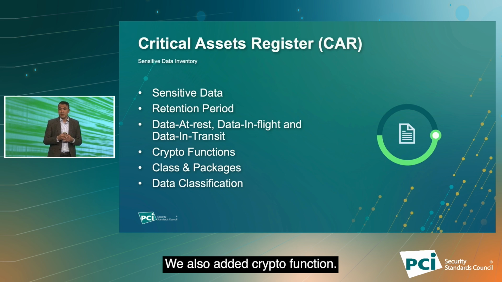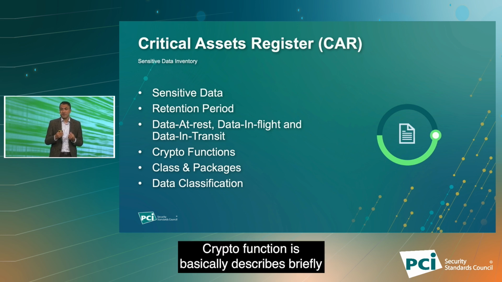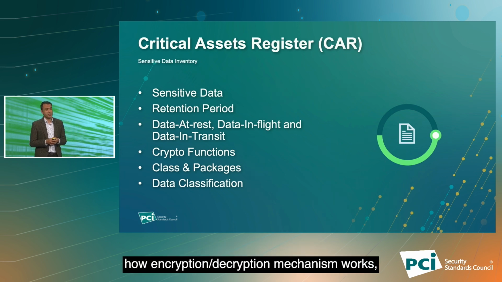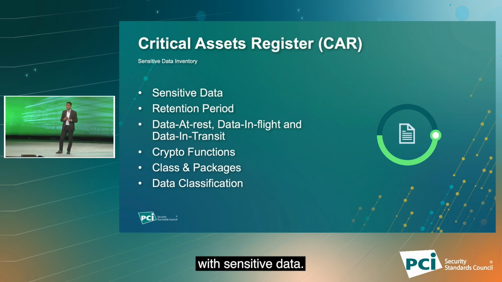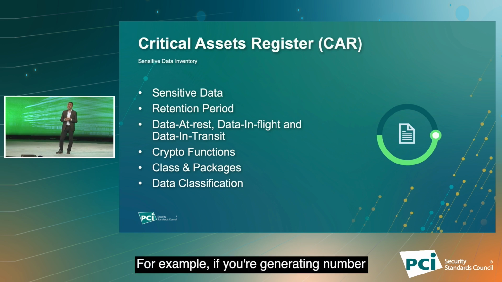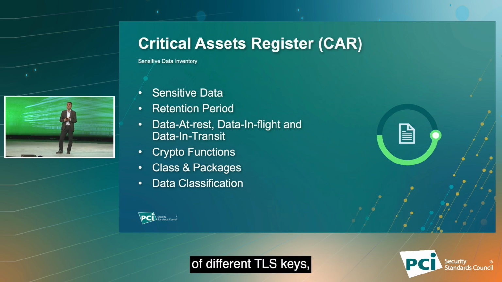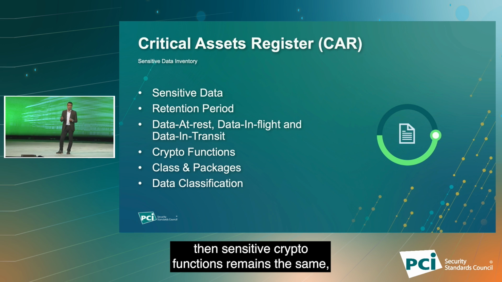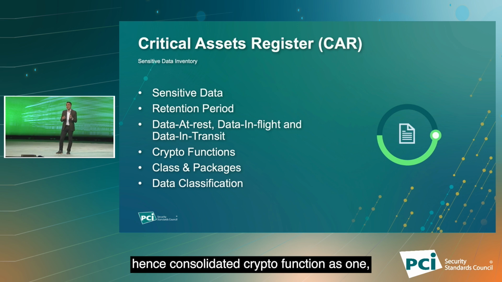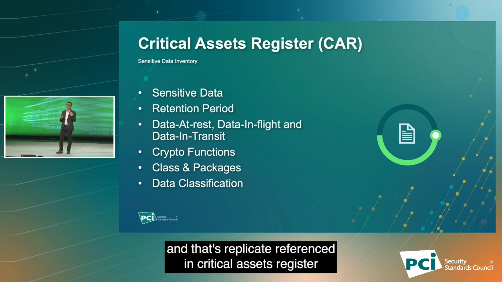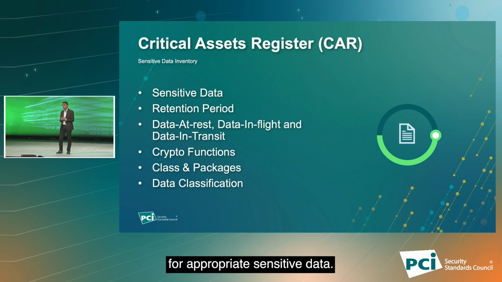We also added crypto function. Crypto function briefly describes how the encryption and decryption mechanism works. A crypto function can have a one-to-many relationship with sensitive data. For example, if you are generating a number of different TLS keys, then the crypto function remains the same. So we avoided duplication of information, consolidated the crypto function as one, and that gets referenced in the Critical Asset Register for the appropriate sensitive data.